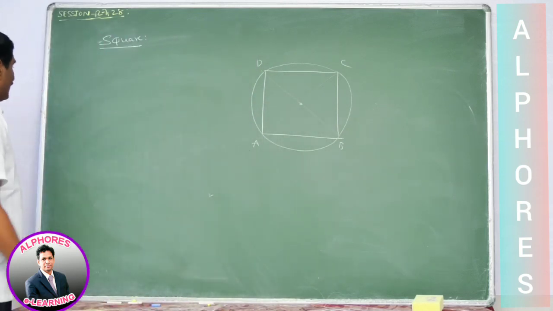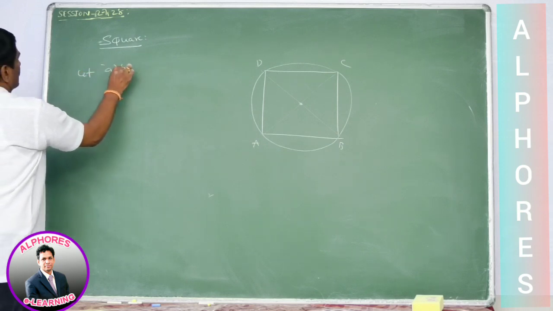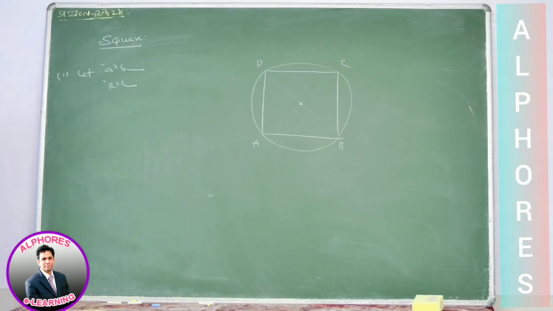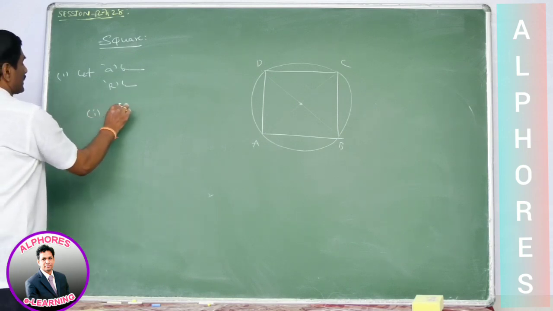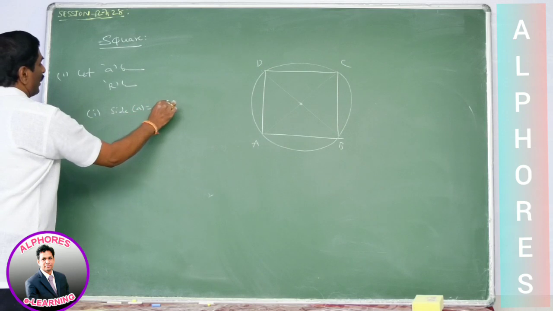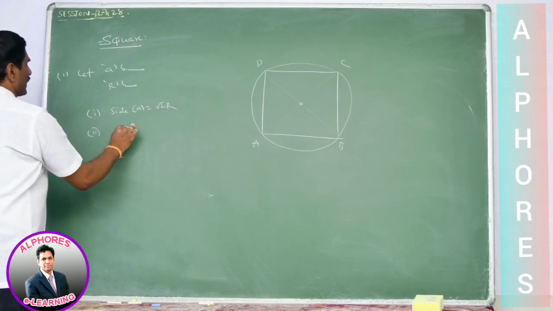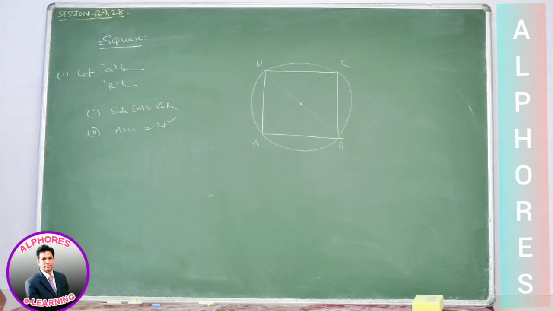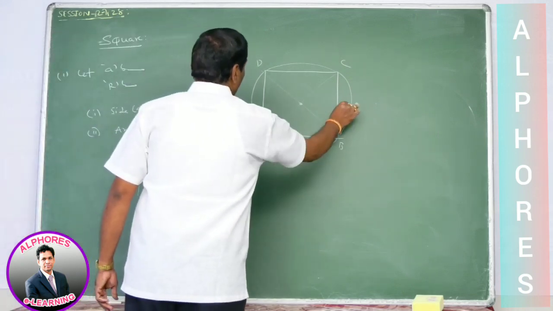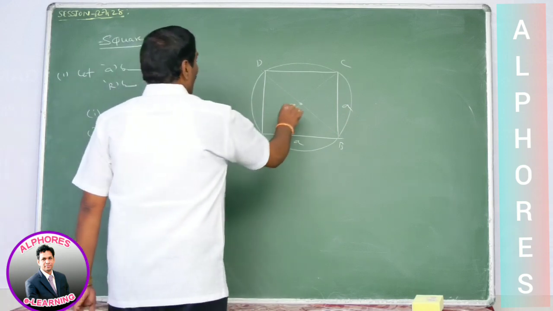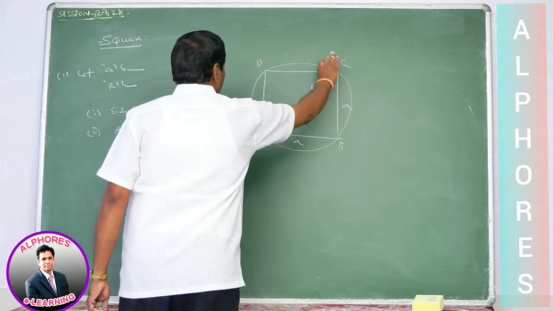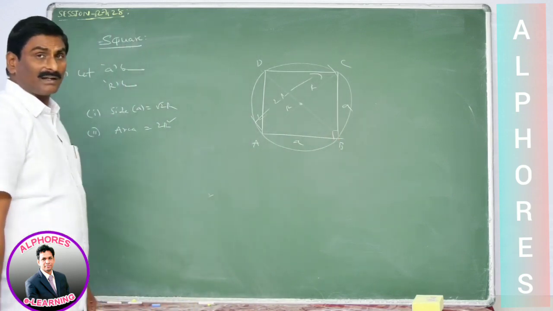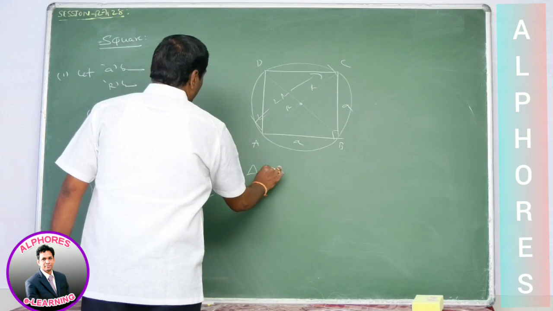Let small a be the side of the square and capital R be the circumradius of the square. Then the first point: side a is equal to root 2 R, and area of the square is equal to 2R square. Suppose a is the side of the square. This is a, and automatically this is also a. Here R is the radius. It is R, it is R. Totally this value is 2R. It is a right angle triangle. Triangle ABC is right angled.